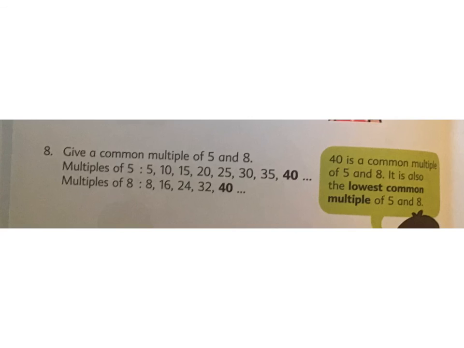I want you to go to your notebook, not your textbook, and work on number 8. Give the common multiples of 5 and 8. And they already did so I guess you don't have to do it. So the first number that they both have as a multiple is 40. So 40 is the lowest common multiple.